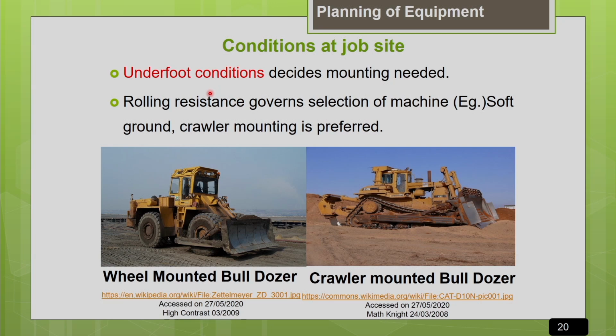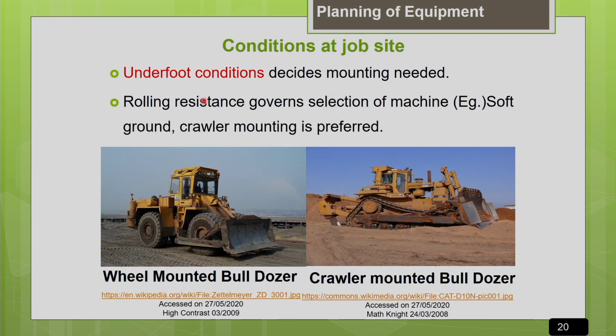Say the underfoot conditions are going to decide the type of mounting needed for a machine. If the terrain is going to be very rocky or very sandy, in that case it is not possible for us to go for a wheel type or rubber tire mounted machine. We have to go for a crawler type or track type, which will have a broader contact area, better traction, and better stability. So in poor underfoot conditions, people prefer crawler mounted machines because they give you better traction and stability. So the underfoot condition is going to decide the mounting of the machine.